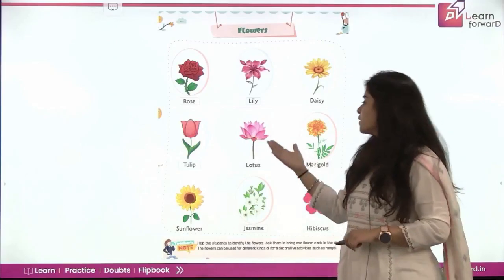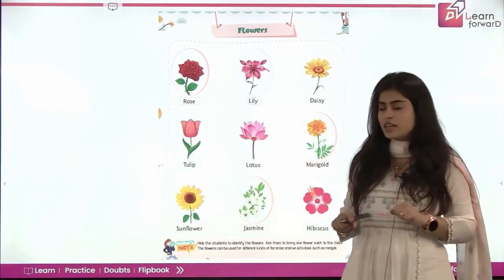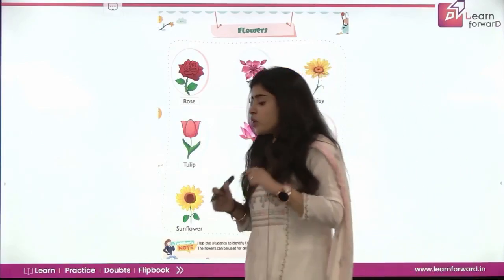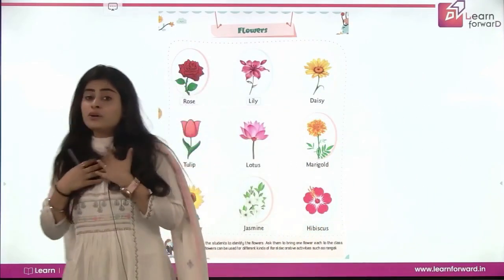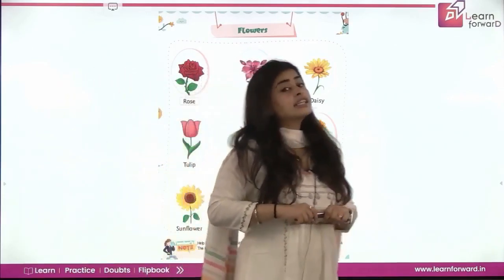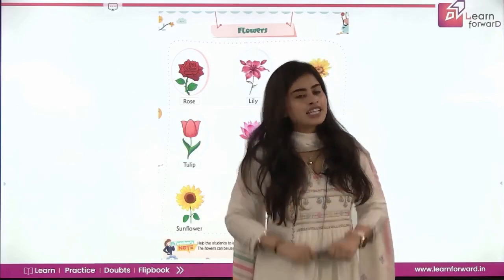This is lotus. And lotus कहाँ grow करता है? Mud में. Okay. Lotus grows in muddy water. And also lotus is our national flower. Yes, lotus is the national flower of India. पूरे इंडिया का national flower है.